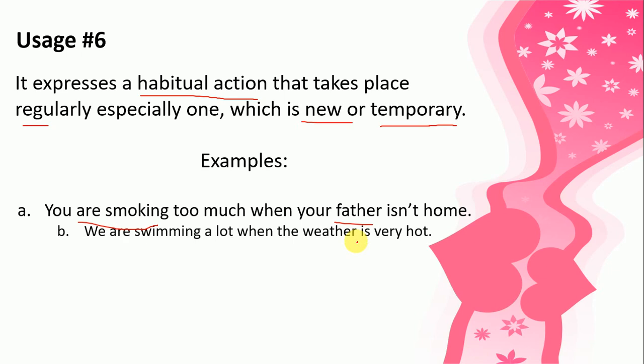We are swimming a lot when the weather is hot, very hot. We swim a lot whenever the weather is hot. It means that this is an action which is not happening every day, right? But an action which happens newly, or it's a habitual action that developed recently, or we can call it a temporary action. So for these actions we use present continuous tense.